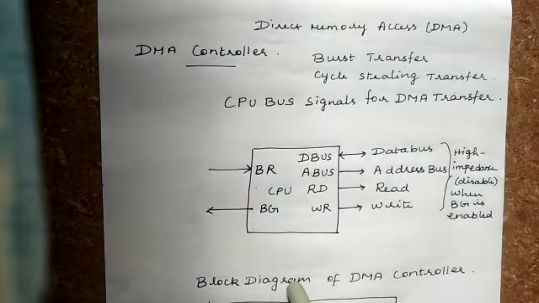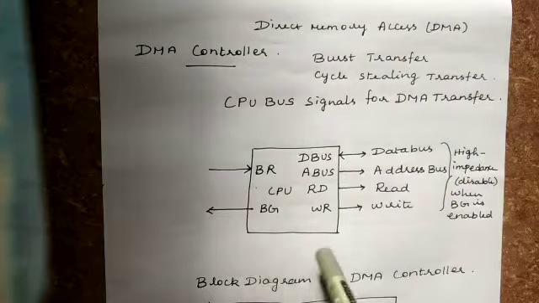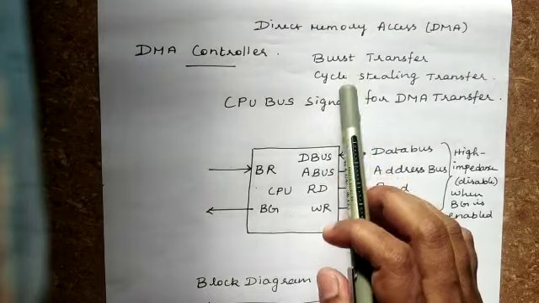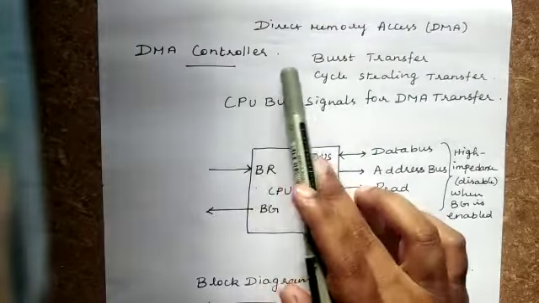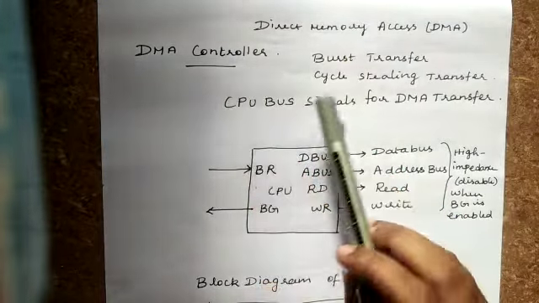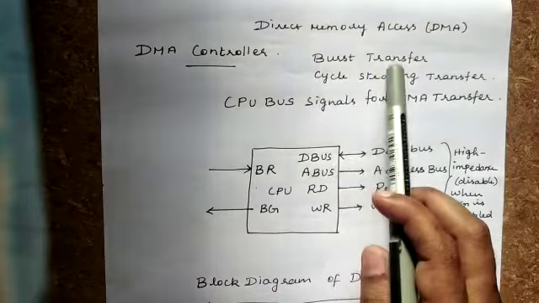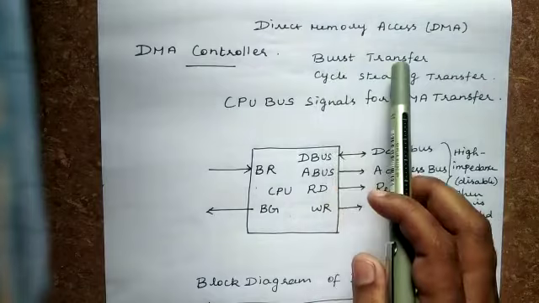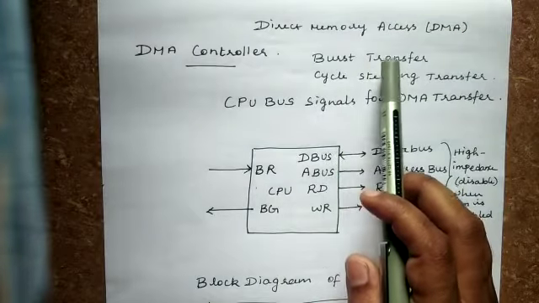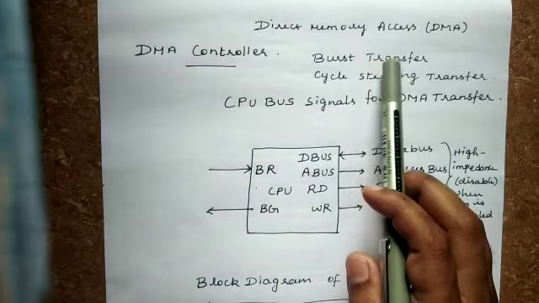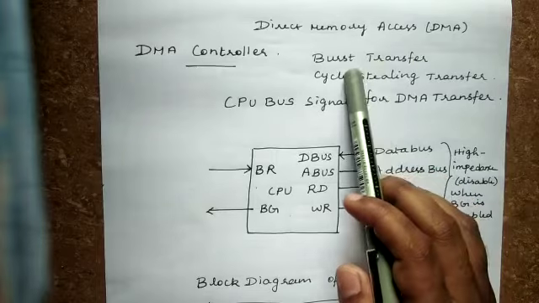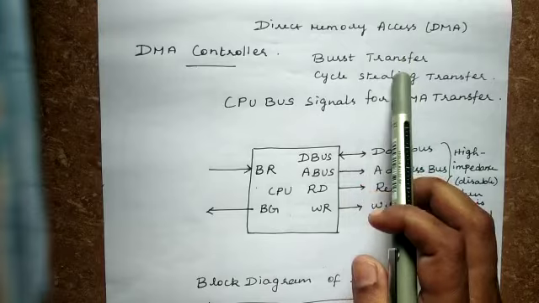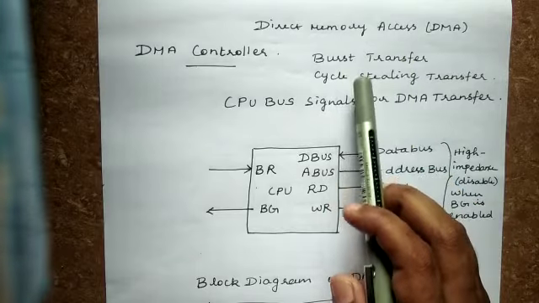Before discussing the DMA controller and its block diagram, you should know the two types of transfer that take place in DMA. First one is burst transfer, next one is cycle stealing transfer. So what is burst transfer? Burst transfer means it will transfer one block of memory at a time. The entire block of memory words will be transferred between the memory and the peripheral devices. That is burst transfer.